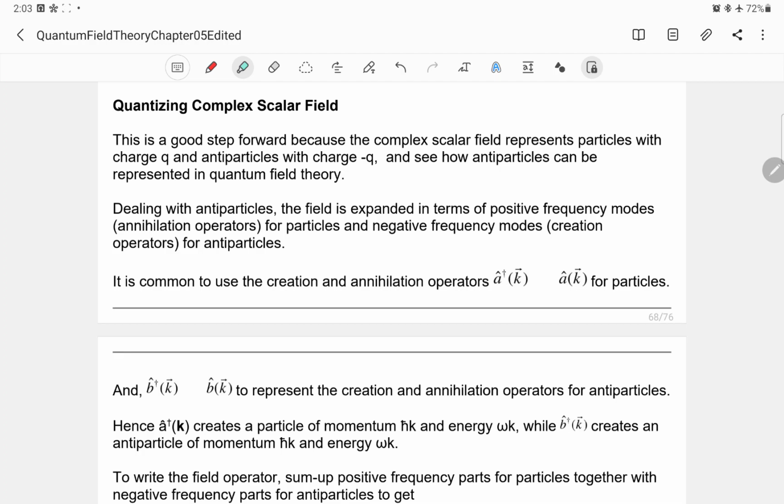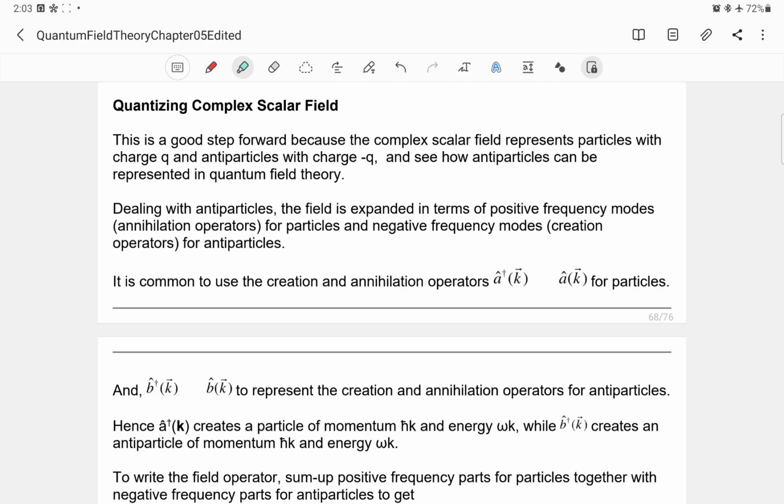Quantizing the complex scalar field. This is a good step forward because the complex scalar field represents particles with charge q and antiparticles with charge negative q, and we'll see how antiparticles can be represented in quantum field theory here. Dealing with antiparticles, the field is expanded in terms of positive frequency modes, annihilation operators for particles, and negative frequency modes, creation operators for antiparticles.